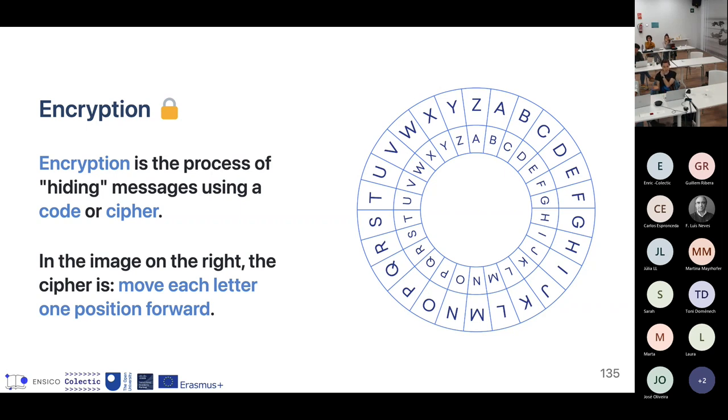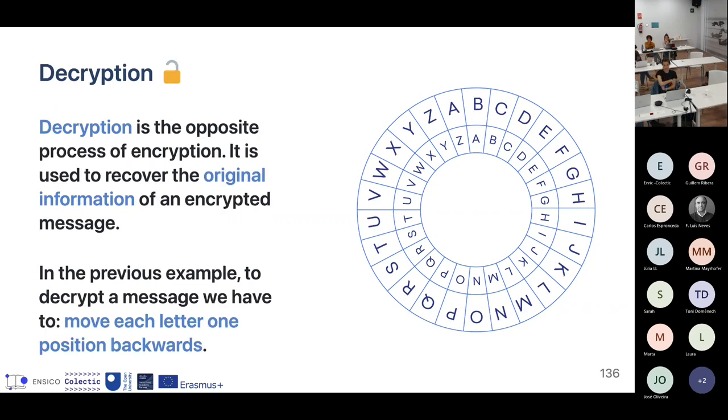And what is decryption? Well, decryption is precisely the opposite process. It's when you have a message where you don't understand the meaning because it has been encrypted, and you want to recover the original message, the original information. So if the cipher we used to encrypt the message was move each letter one position forward, then the cipher we used to decrypt the message will be move each letter one position backwards. So if you have a B, you will say, oh, it was an A. And if you see a C, you will say, oh, this was supposed to be a B, and so on.